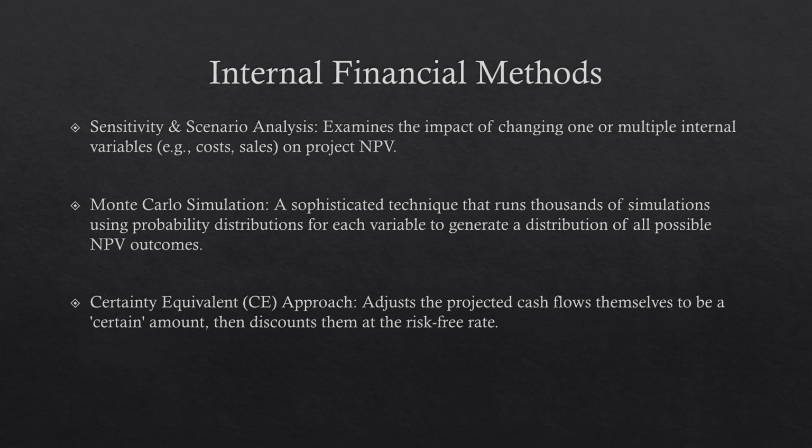Instead of adjusting the discount rate, we adjust the cash flows themselves. We ask, what is the guaranteed cash amount I would accept today instead of the risky future amount? This directly incorporates our risk tolerance into the cash flow forecast.